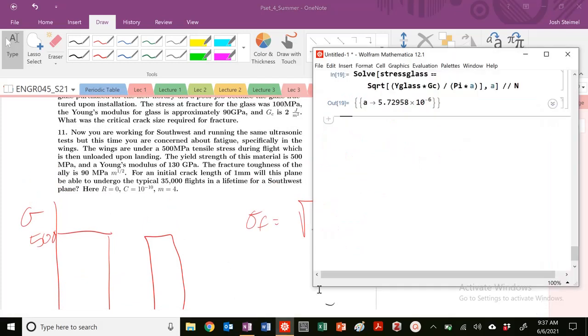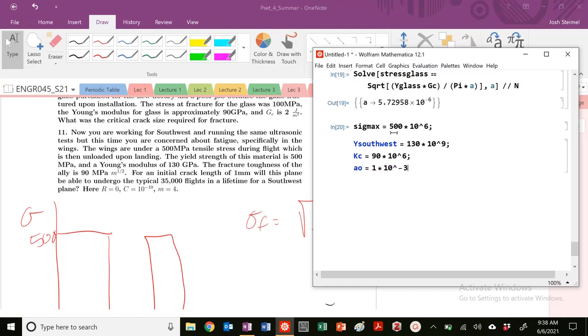So basically my sigma max is going to be 500 times 10 to the 6. The yield stress in this material is 500 MPa, not important. My Young's modulus for Southwest is equal to 130 times 10 to the 9. And then my fracture toughness of this alloy, my K sub C, is equal to 90 times 10 to the 6. For initial crack length, my A sub naught is equal to 1 times 10 to the minus 3.